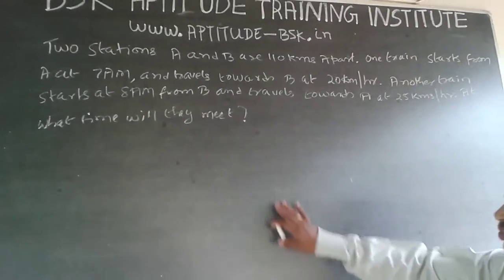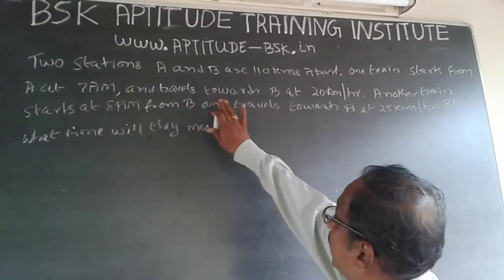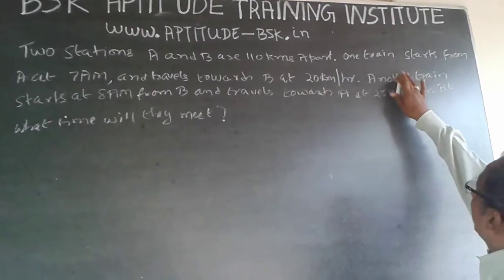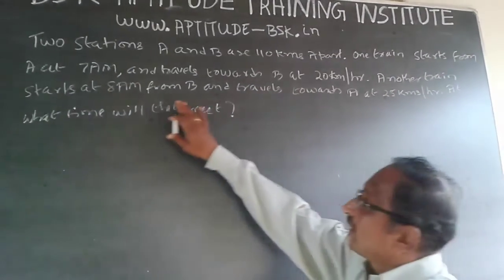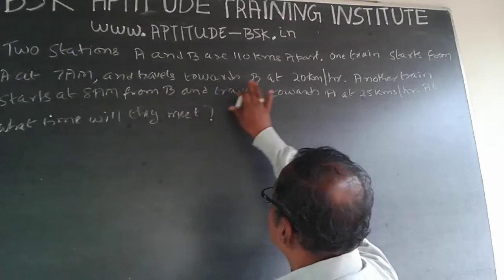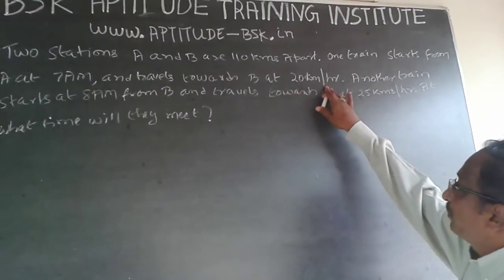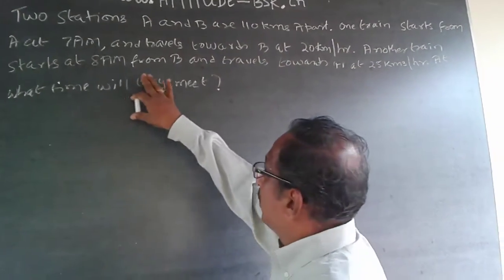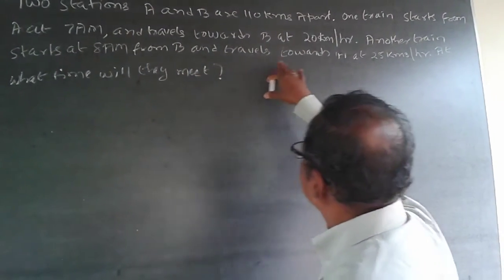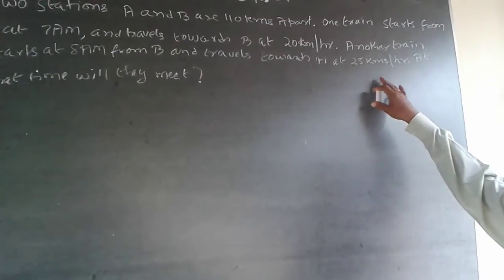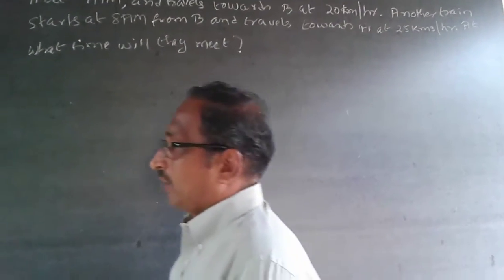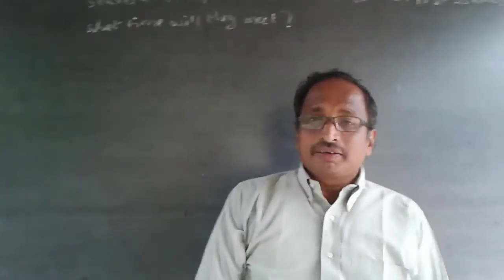The question is: two stations A and B are 110 kilometers apart. One train starts from A at 7 a.m. and travels towards B at 20 kilometers per hour. Another train starts at 8 a.m. from B and travels towards A at 25 kilometers per hour. At what time will they meet?